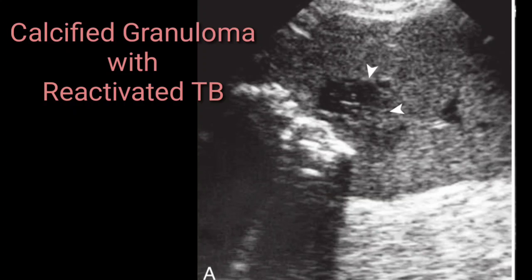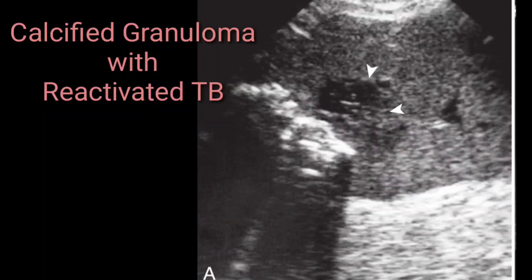On this ultrasound image, you can see dense calcification. Multiple dense calcifications with acoustic shadowing are visible on this image involving the lower pole of the spleen. These calcifications are granulomas. These are also called healed granulomas. The patient had a history of tuberculosis in the past.